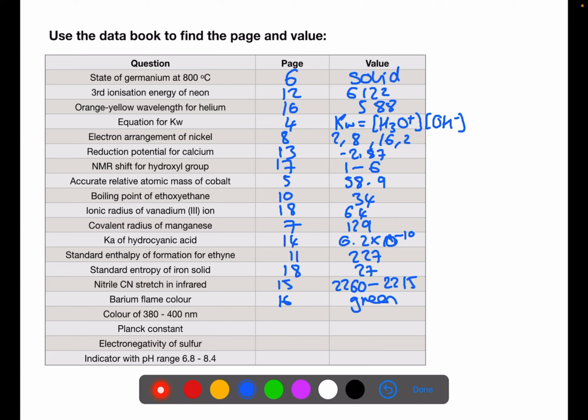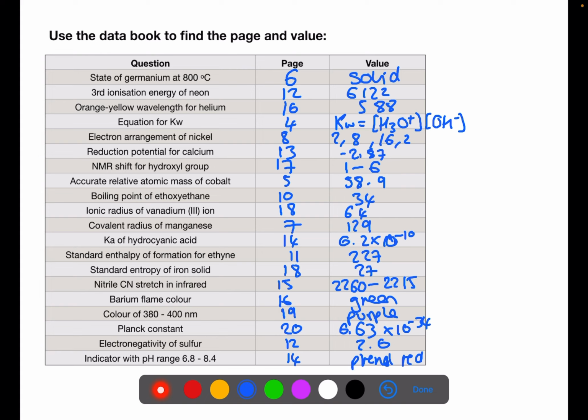The colour that is found between 380 and 400 nanometers you will find on the colour wheel on page 19 and is purple. Planck's constant is on the final page, page 20, and is 6.63 times 10 to the negative 34. The electronegativity of sulphur you'll find on page 12 and is 2.6. And finally, the indicator with a pH range of 6.8 to 8.4 is going to be on the acids page, which is page 14, and this one is phenol red.